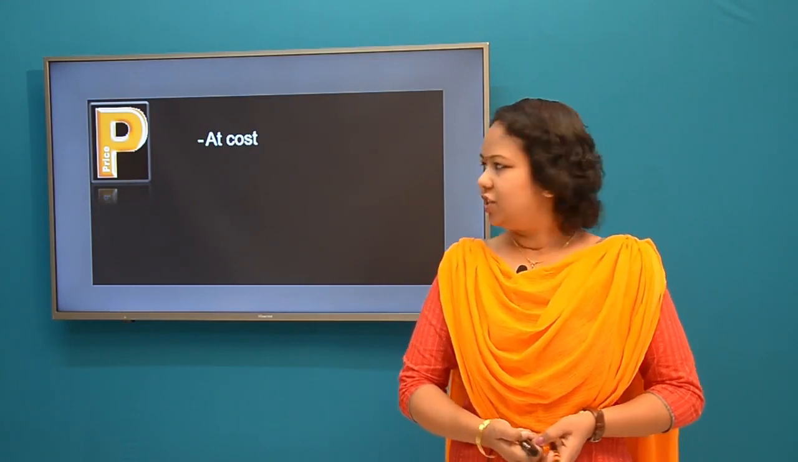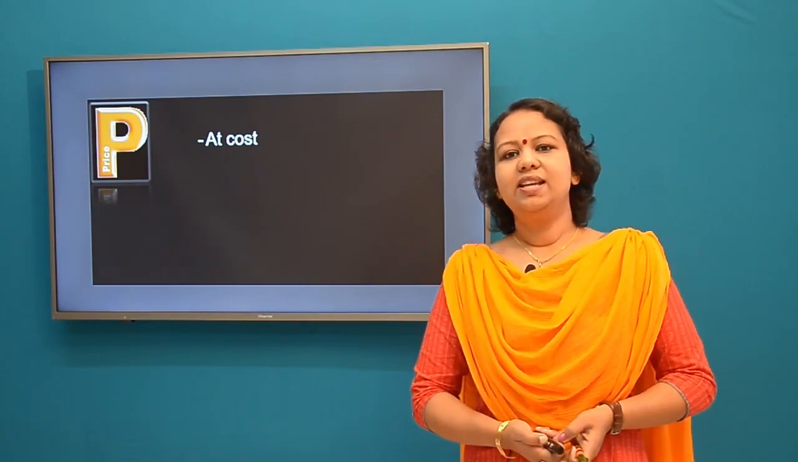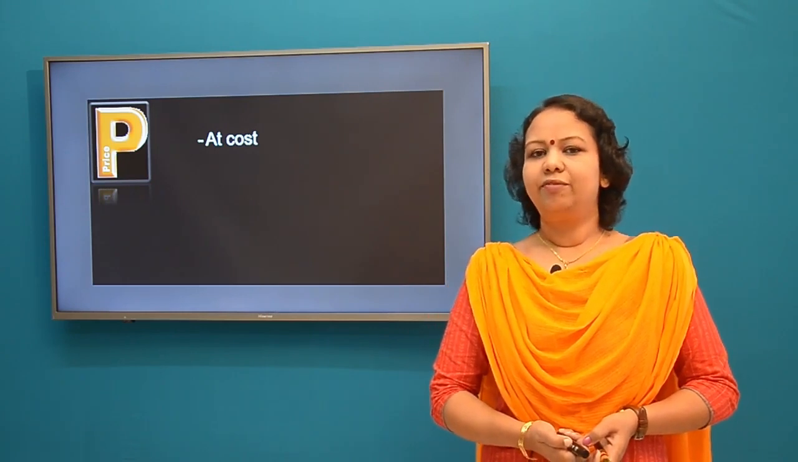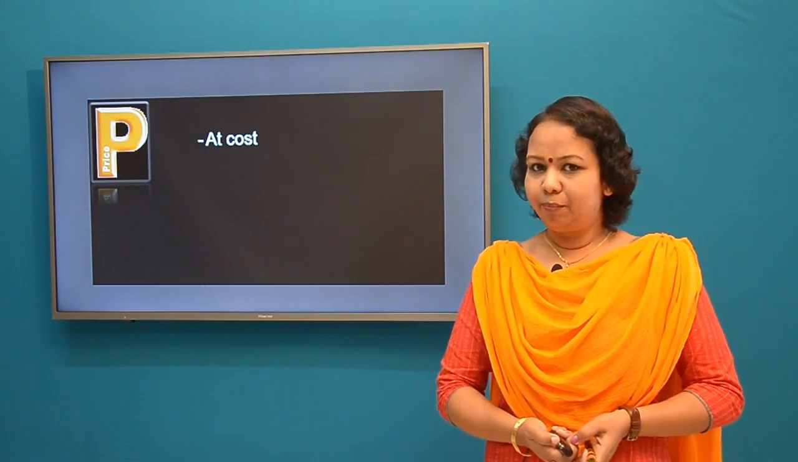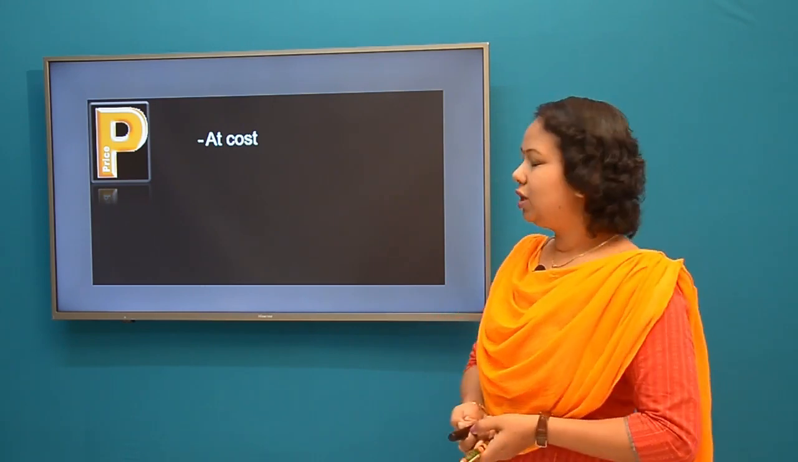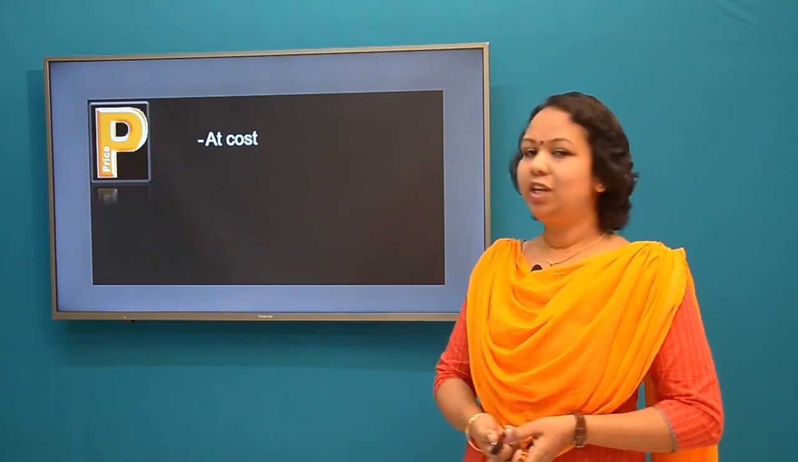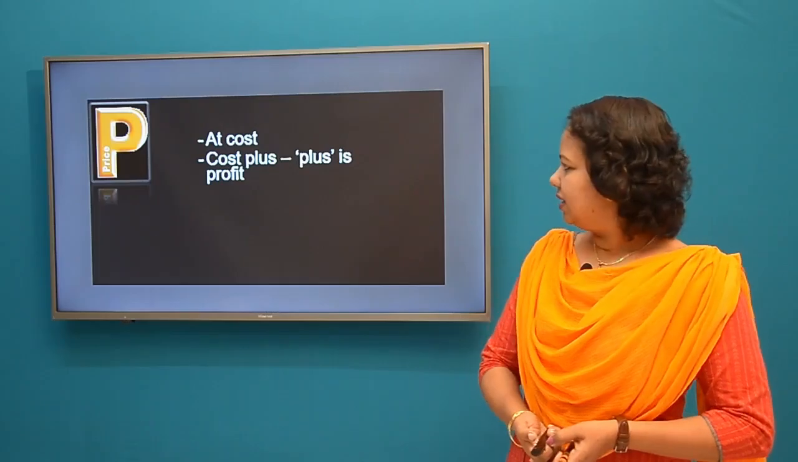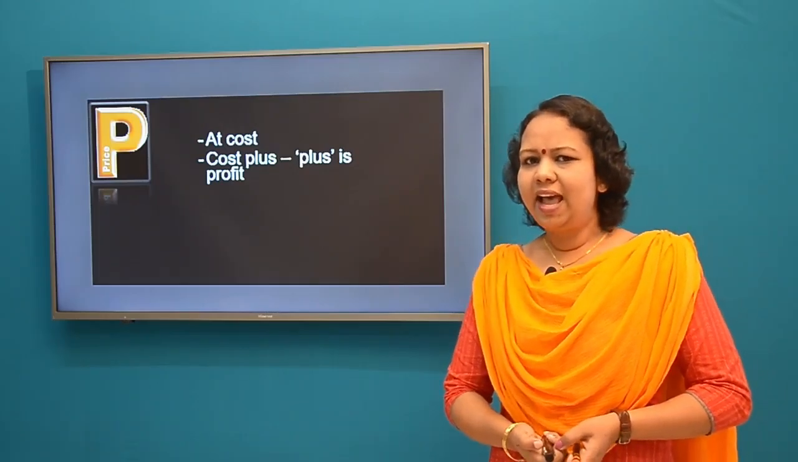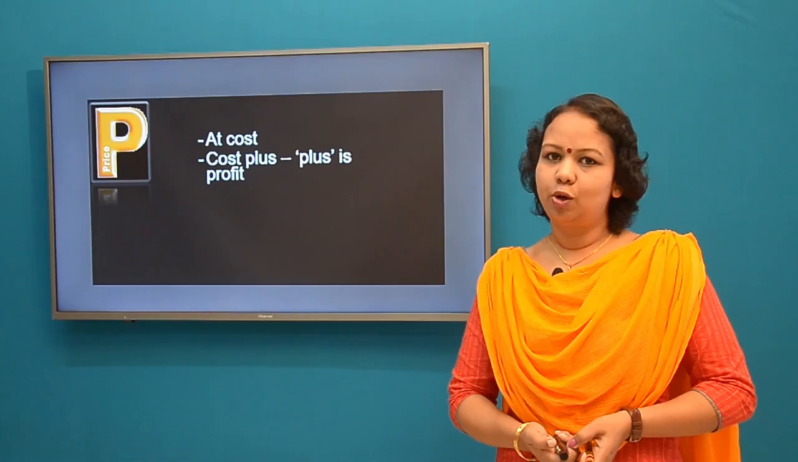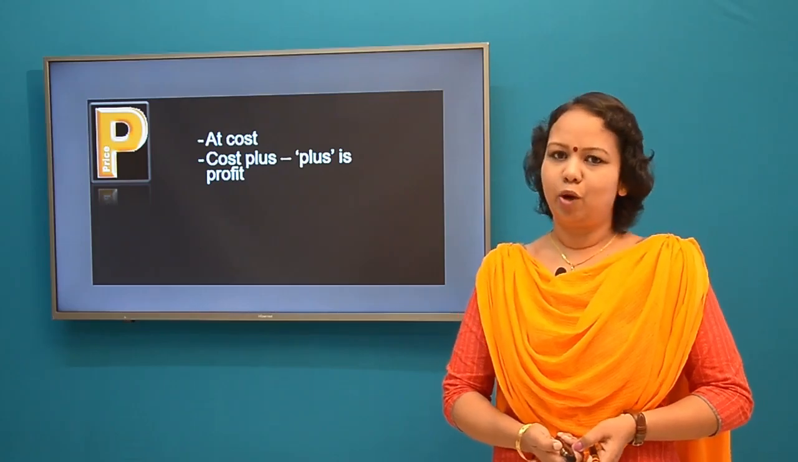There are certain considerations which an organization takes when they finalize the price of the product. Sometimes they fix the prices based on how much they spend for making the product. Such pricing we call at cost. The next costing is cost plus, where they add on a certain percentage to the cost, which will be their profit.